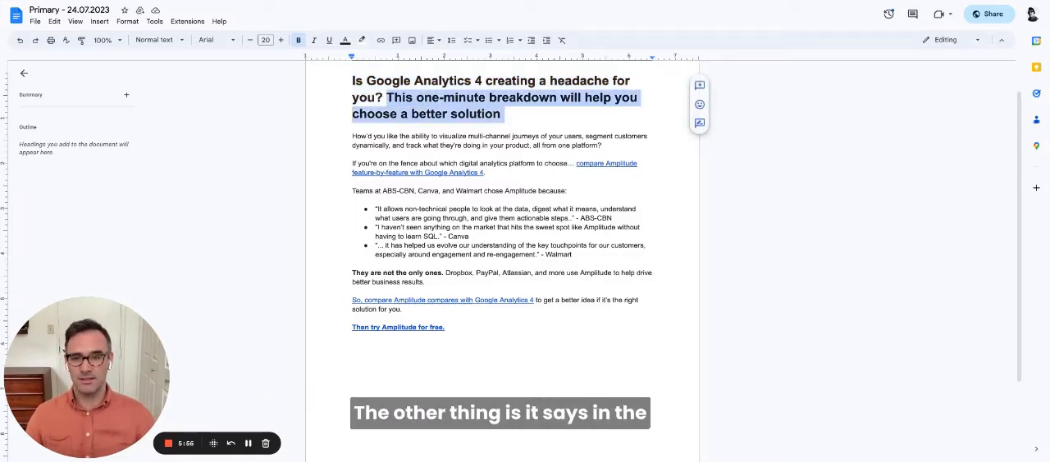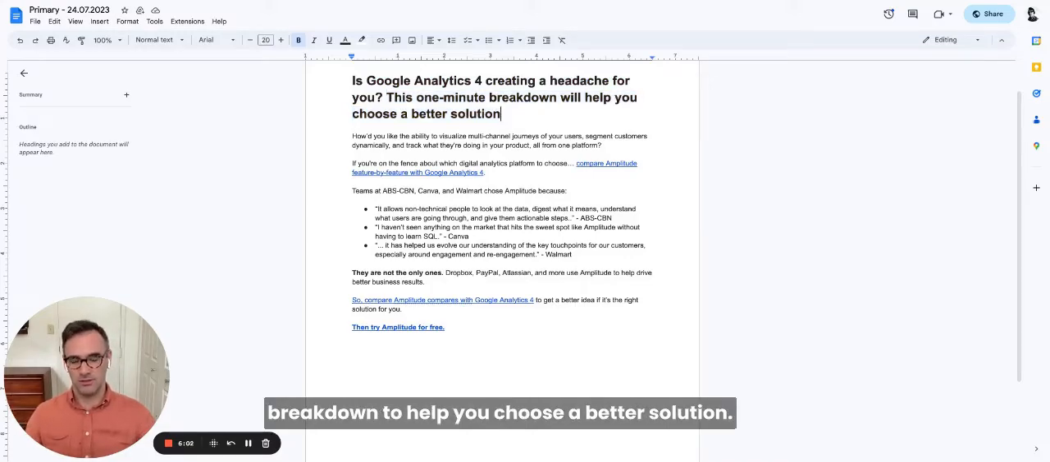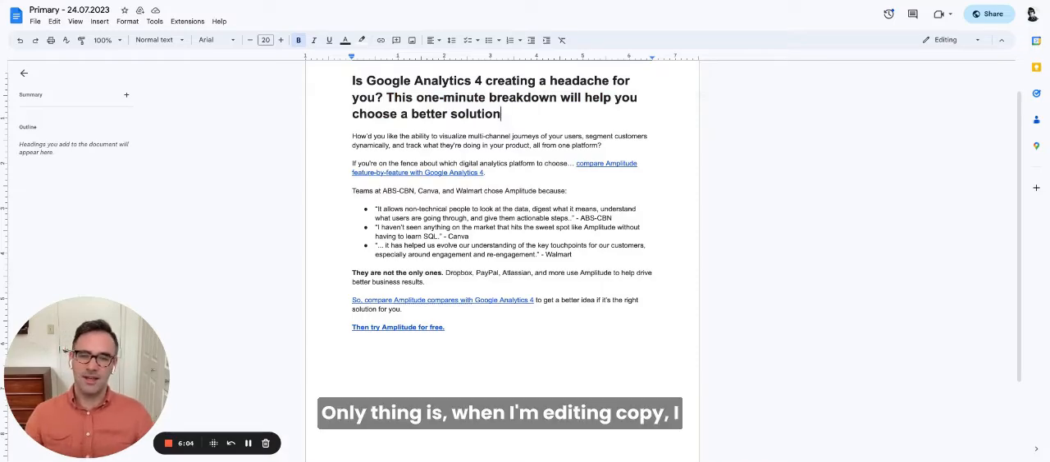The other thing is, it says in the same headline, it talks about a 1-minute breakdown to help you choose a better solution. Only thing is, when I'm editing copy, I have to step back a little bit and think about the audience who's reading this. I also have to think about their context. What is the context of this ad?